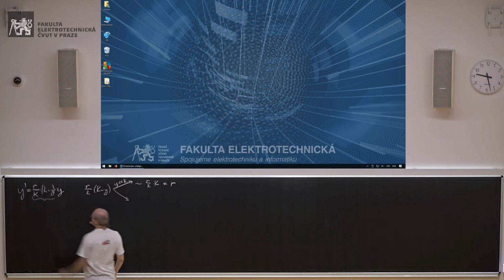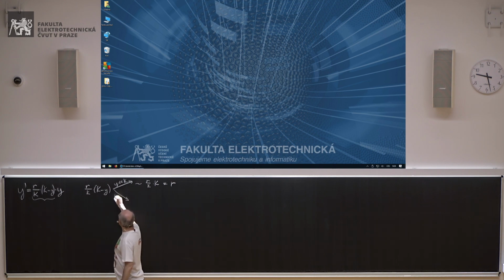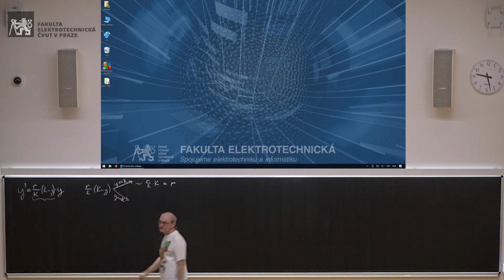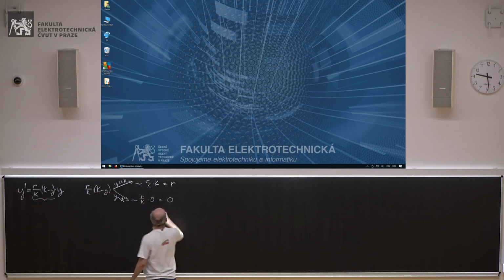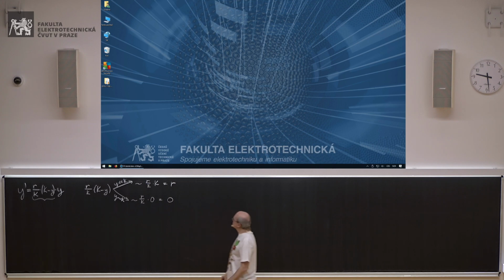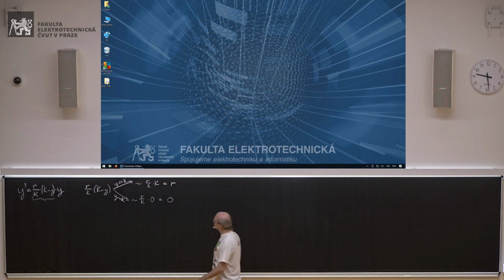This is R. The other interesting situation is when the population is very close to the carrying capacity, or the capacity of the environment. In that case, you get something like R over K times 0. And the breeding constant is 0 and the population stagnates. So these are two very interesting situations.